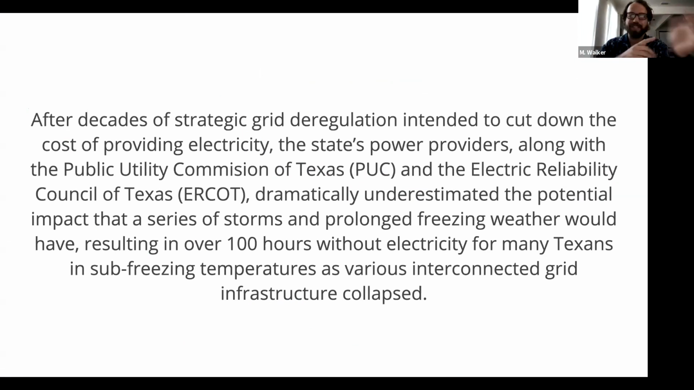After decades of strategic grid deregulation intended to cut down the cost of providing electricity, the state's power providers, along with the Public Utility Commission of Texas, the PUC, and the Electric Reliability Council of Texas, ERCOT, dramatically underestimated the potential impact that a series of storms and prolonged freezing weather would have on the state of Texas, resulting in over 100 hours without electricity for many Texans in sub-freezing temperatures as various interconnected grid infrastructure collapsed.